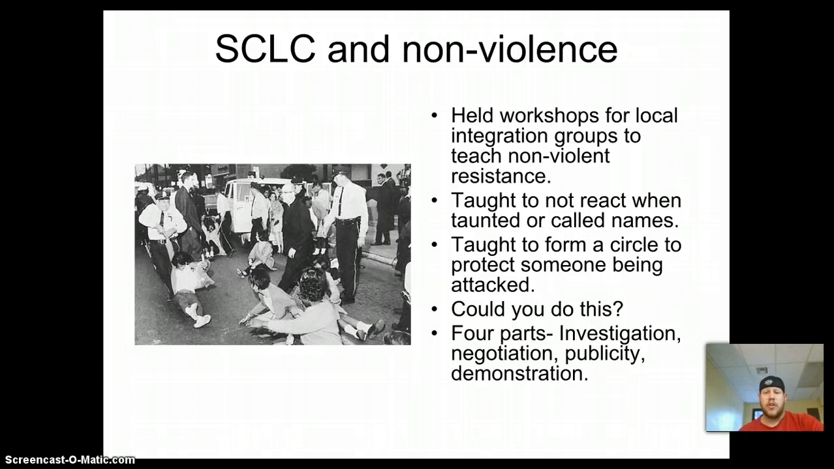Think about it, ladies and gentlemen. We talked about this with Jackie Robinson on Friday. Could you do this? And that is one of the questions. Some people can, and some people can't. There are really four parts to the whole thing here.